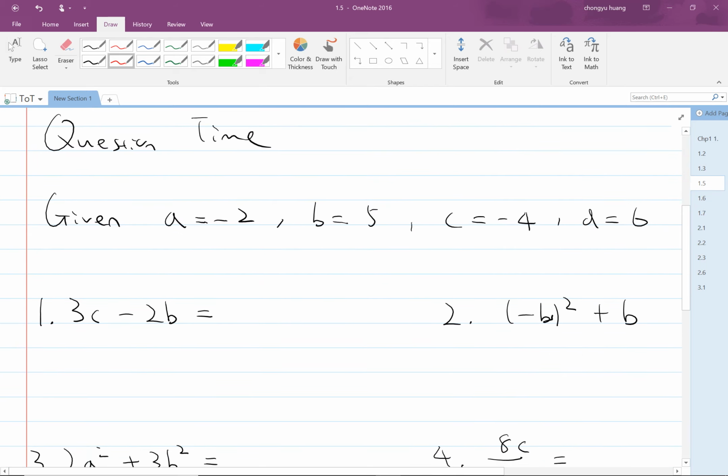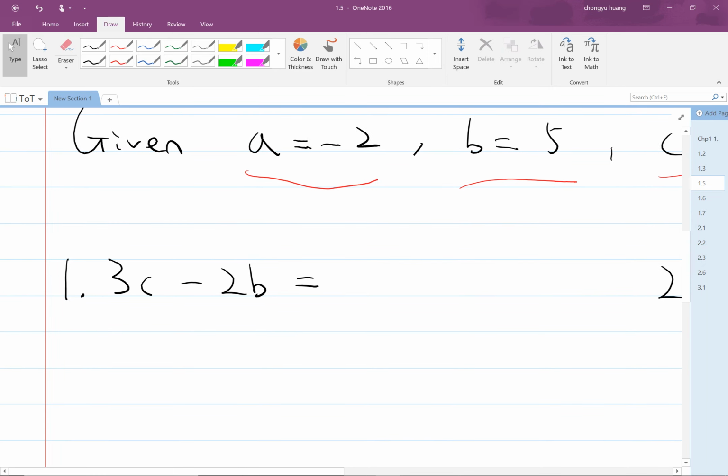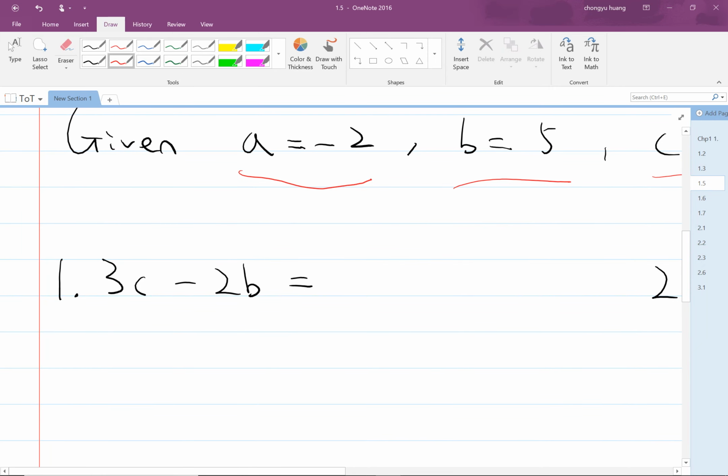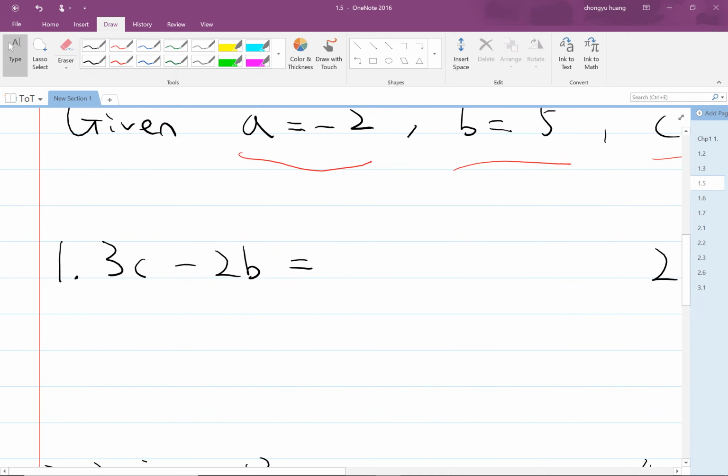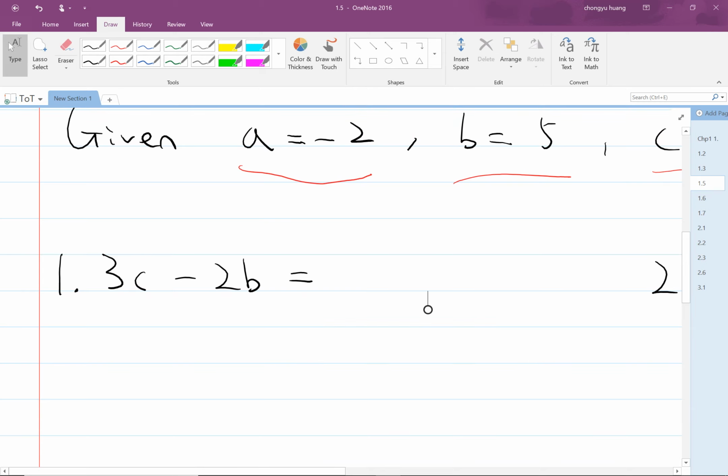Over here, a is equal to -2, b is equal to 5, c is equal to -4, and d is equal to 6. So let's begin our first simple example. Question 1 is 3c minus 2b. The simplest way to solve this kind of problem is just to plug in the number into the variable.